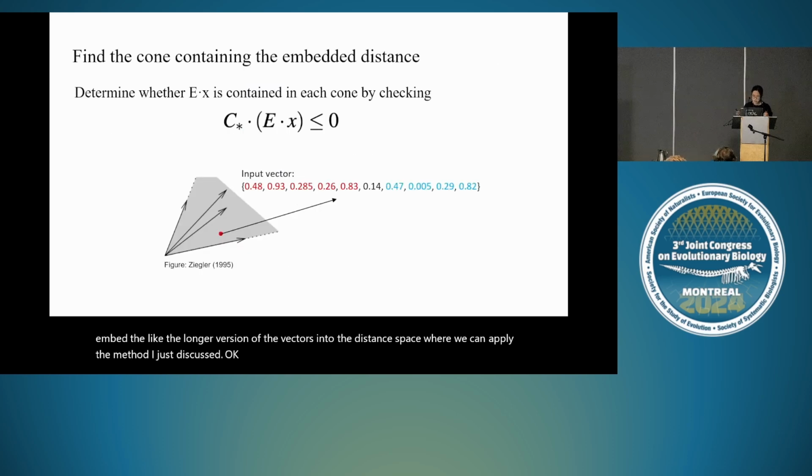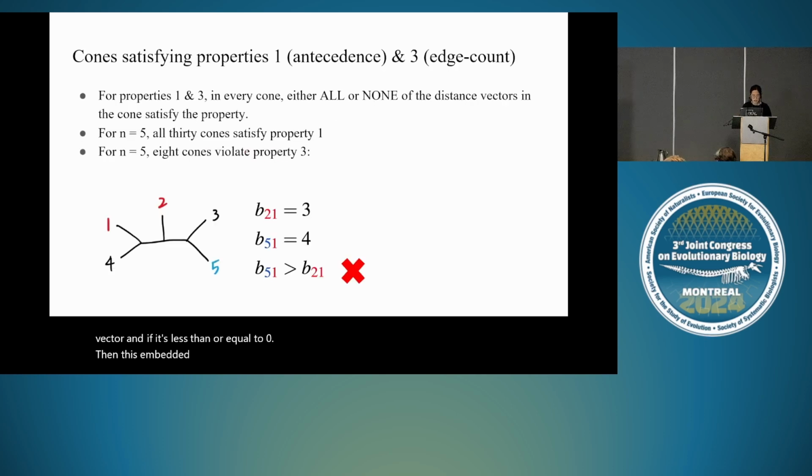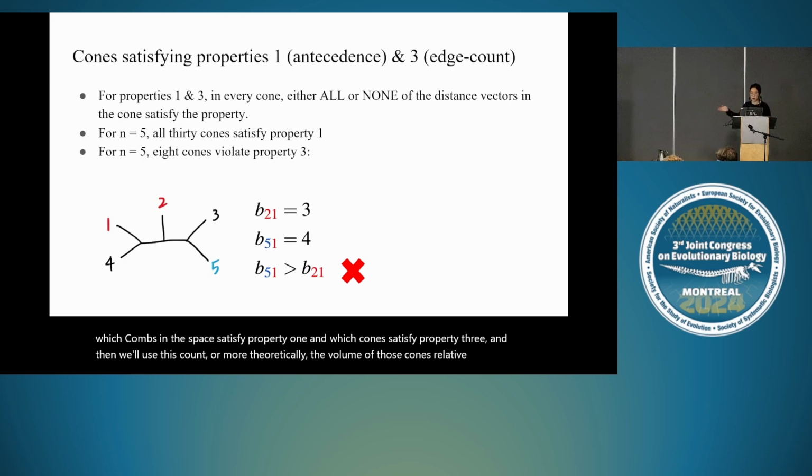Okay, so how do we test whether a vector is contained in a cone or not? We do this multiplication of the cone's hyperplane conditions with the embedded vector. And if it's less than or equal to 0, then this embedded vector is contained in the cone. And after that, we will compute which cones in the space satisfy property 1 and which cones satisfy property 3. And then we'll use this count, or more theoretically, the volume of those cones relative to the other cones' volumes to compute the probability that an arbitrary distance input could generate a tree possessing one of the 2 properties.